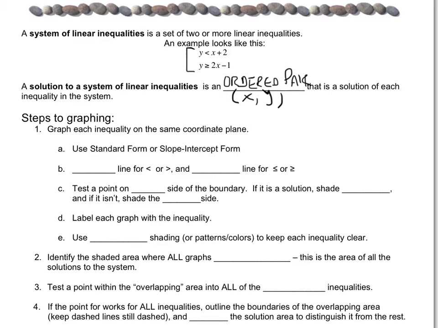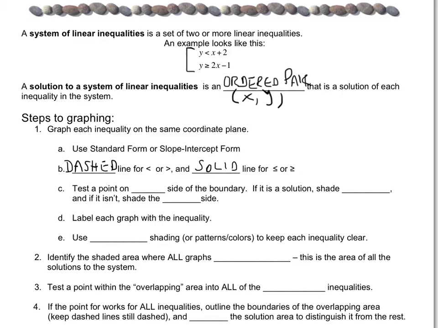So here are the steps. Number one, you're going to graph each inequality on the same coordinate plane, just like we've done. A couple of reminders on how we do that. We use standard form or slope-intercept form to draw our boundaries. Remember that a dashed line is used for the less than or the greater than boundaries, meaning that the points actually on the boundary are not solutions. And the solid line is used when we have less than or equal to or greater than or equal to, symbolizing that the points on the boundary are indeed solutions as well.